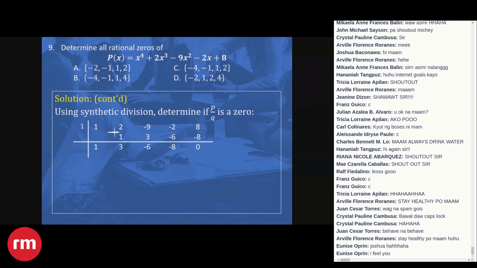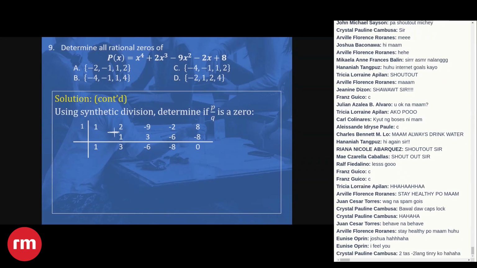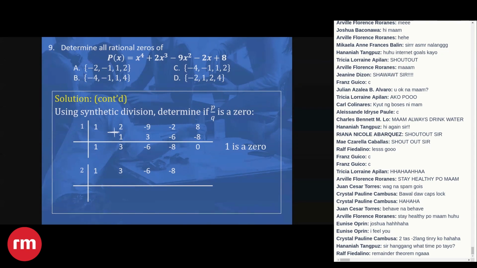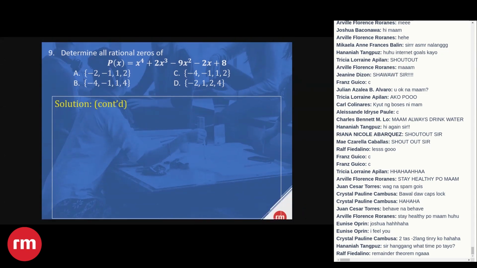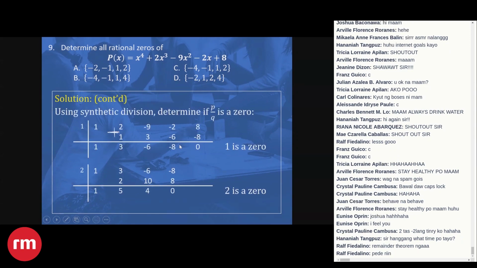So if that is the case, alam nyo na si 1 ay 0. So you try again synthetic division with the other values. So try natin na, okay, 2. At dahil tapos na kayo sa synthetic division, ang pwede nyong gamitin ay yung quotient, not the remainder. The quotient with coefficients 1, 3, negative 6, at negative 8. Pwedeng yan na yung gawin ninyo. Then after that, you do synthetic division again, and you will see that 2 is a 0.